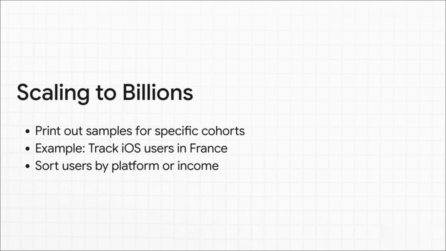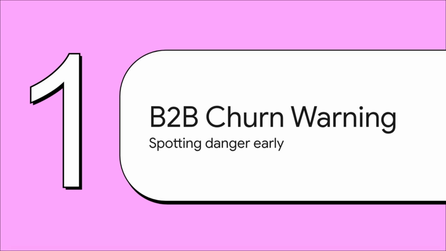To make dot plots work at that massive scale, they used sampling. They would literally print out physical pieces of paper with dot plots for hyper-specific cohorts. So one piece of paper might track a sample of iOS users in France, while another tracks web users in the United States making over $80,000 a year. And then the team would just sit around the office, staring at these printouts to draw exact, hardcore conclusions about user behavior.